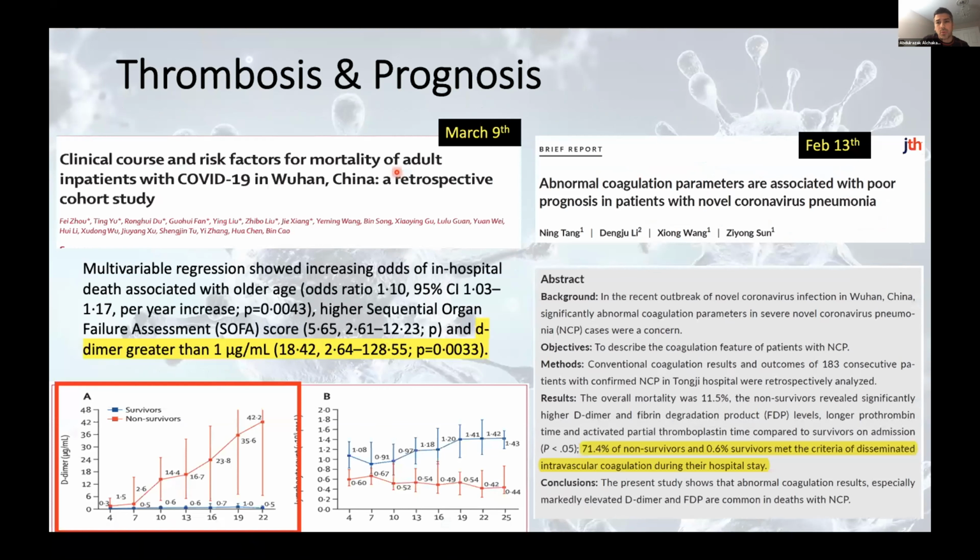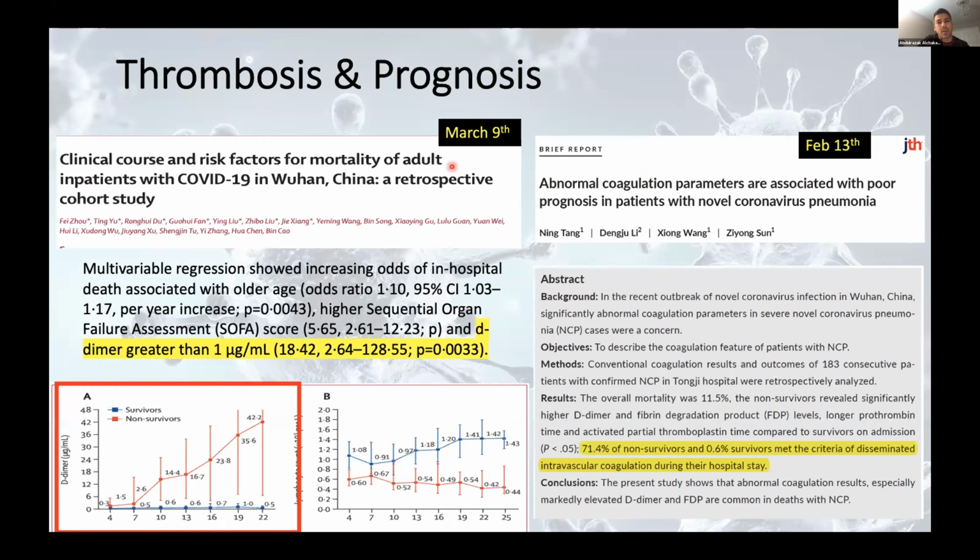So I will touch on two studies here. The first one on the right is the study by Nick Tang, and it was in February. And they found a good correlation between elevated D-dimer and mortality. So 71% of non-survivors of COVID-19 patients in the ICU had extreme elevation in D-dimer above 3,000s, or if you're using the other unit, it would be 3 micrograms, compared to 0.6% of the survivors who had low D-dimer levels.